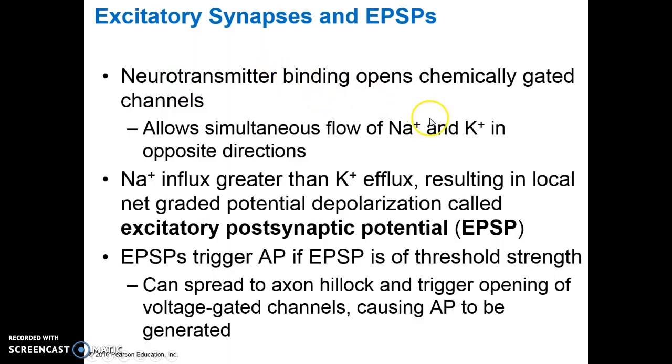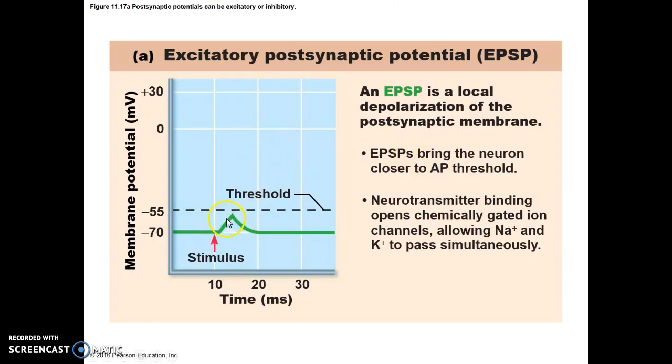Excitatory synapses, this is when the binding of a neurotransmitter will allow simultaneous flow of sodium and potassium in opposite directions. As a result of that, we end up getting a net graded potential depolarization where you would see a positive deflection as shown on this image here. So in this case, here's a stimulus, sodium potassium channels open up, more sodium enters into the cell than potassium going out, and as a result of that, we get a depolarization, becoming less negative.